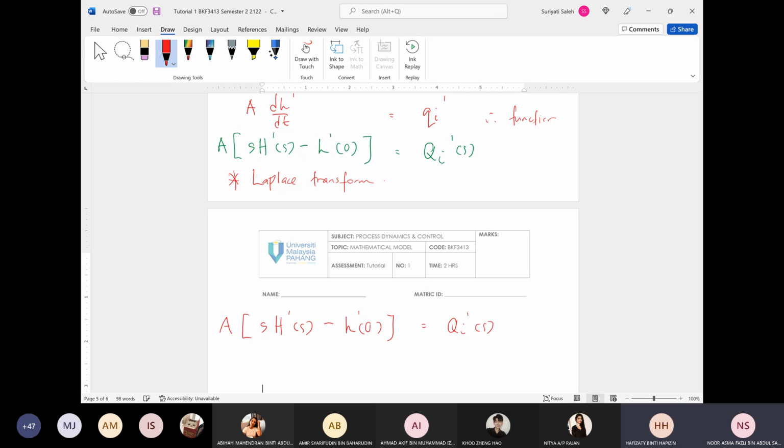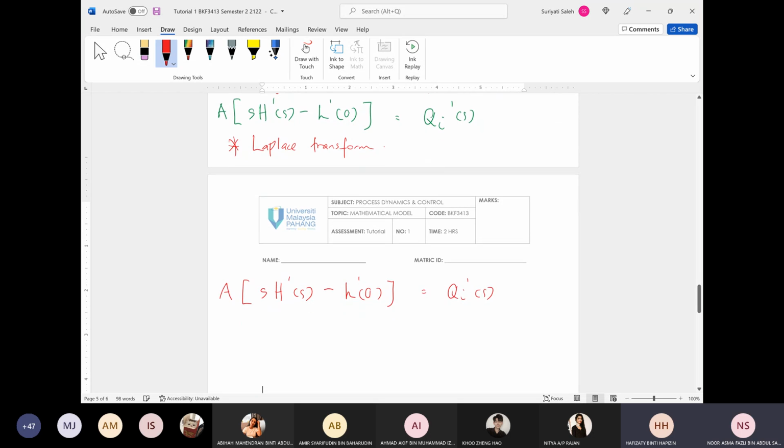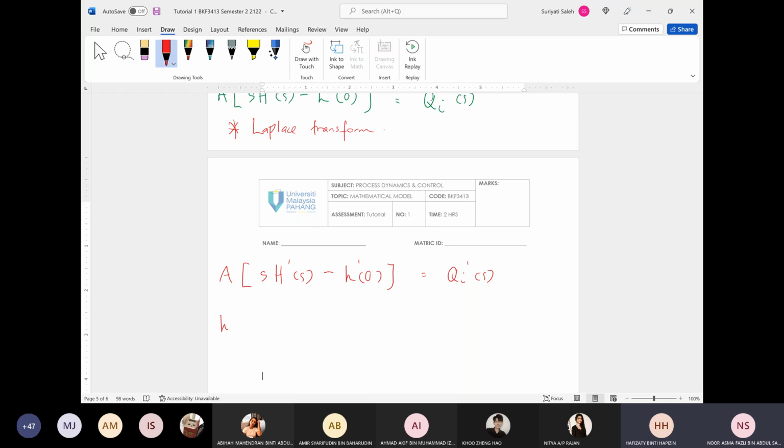If we take a look, we have the a and then the bracket s multiplied with H prime(s) minus H prime(0) equal to Qi prime(s). So what is meant by the H prime(0)? Here the 0 indicates the time. It refers to the steady state.